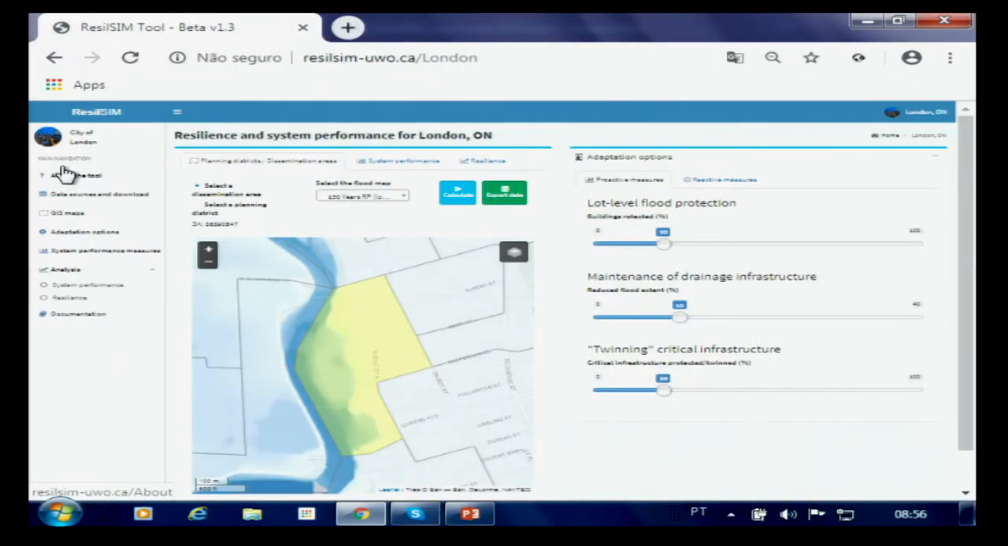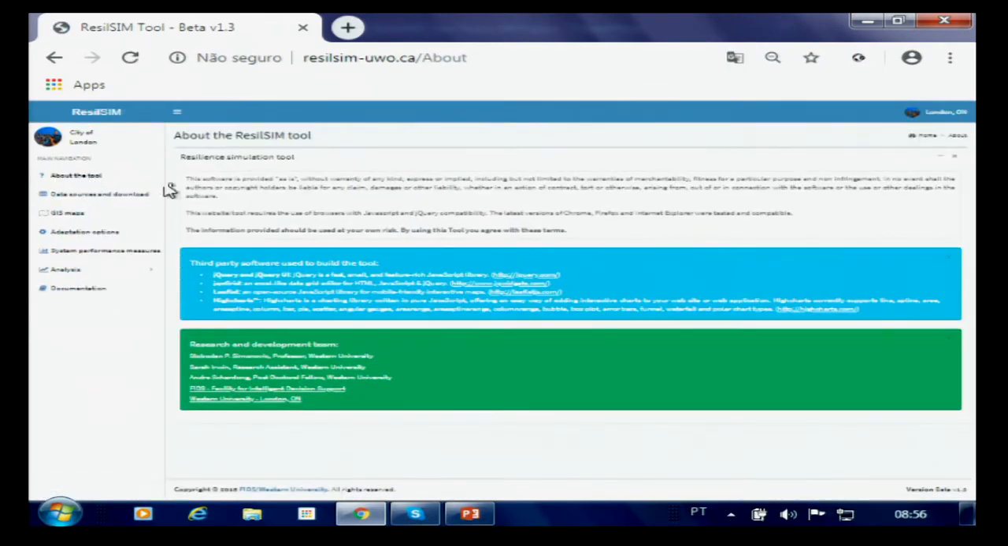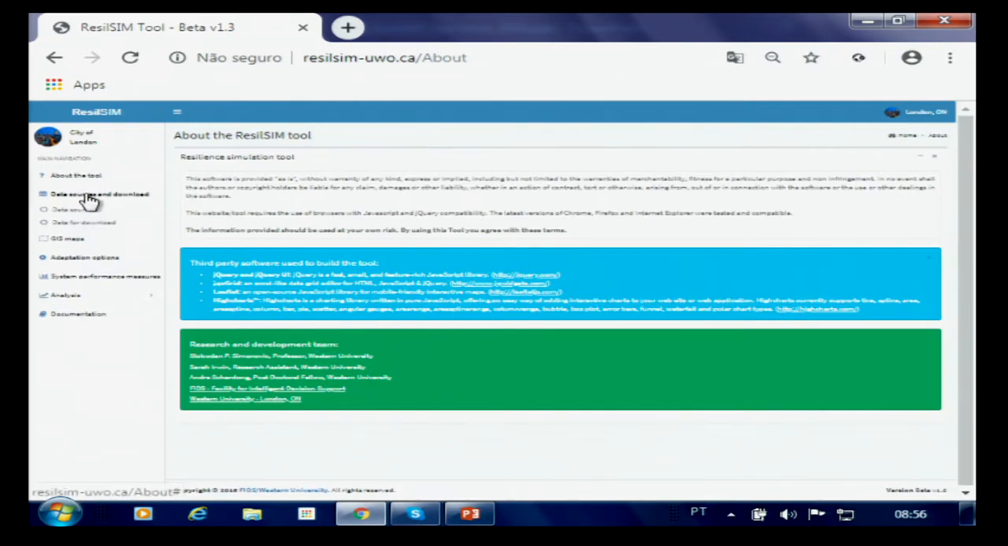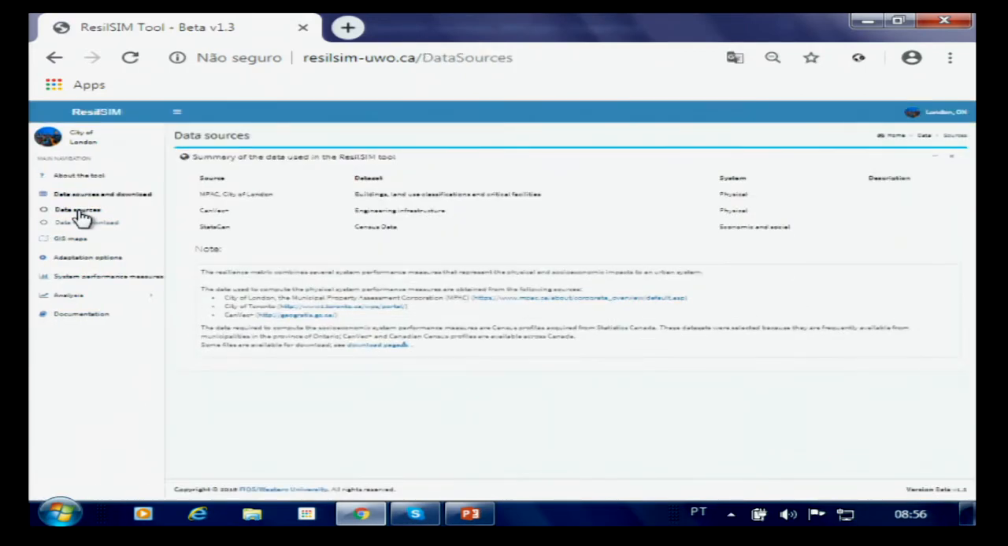There is information about the system on the left-hand side to help people understand what the tool is doing, what software we used, and what the context is. We also provided information about the data and the different sources of data. And you can see what we have done here.